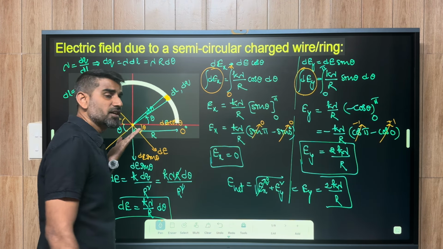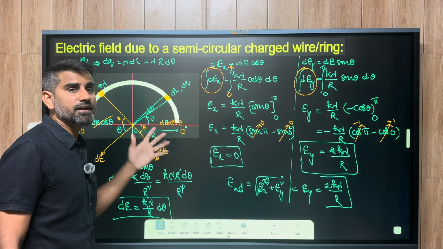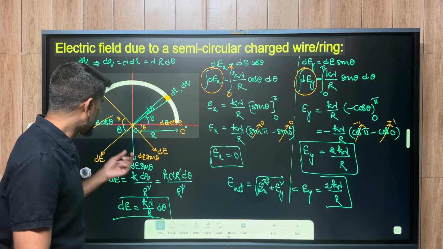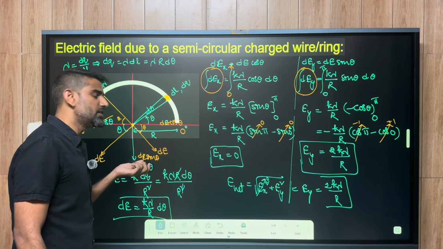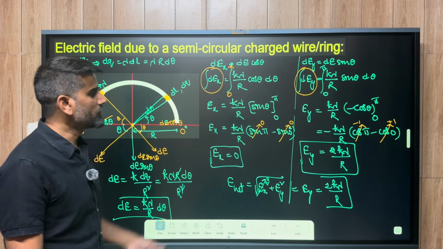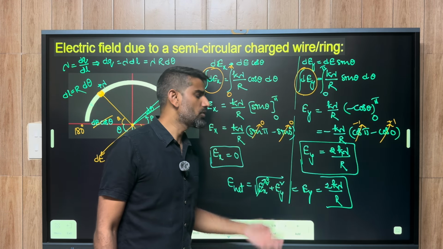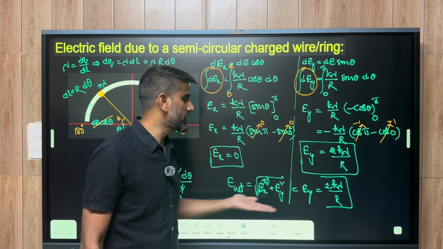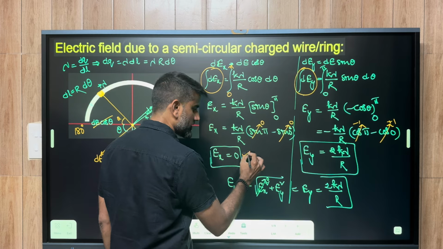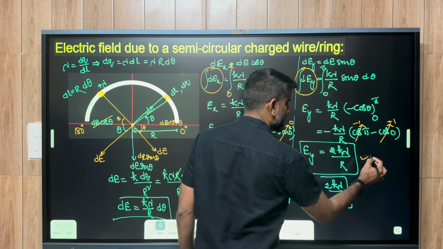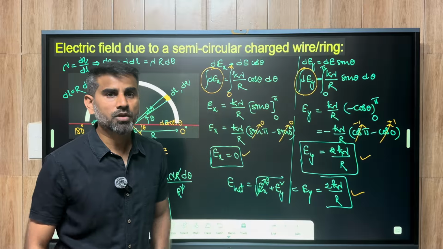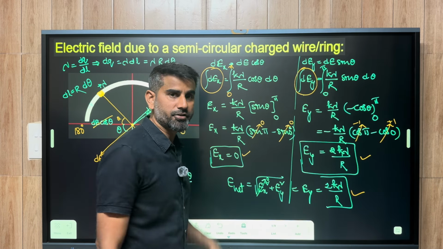The electric field along the x direction is 0 because the components along the x-axis are cancelled out. The only components that are being added up are dE sin theta, which are along the y-axis, so we have got the electric field along the y-axis. The net electric field is 2k lambda by r. This result is obviously important. Hope the entire analysis is clear to you.